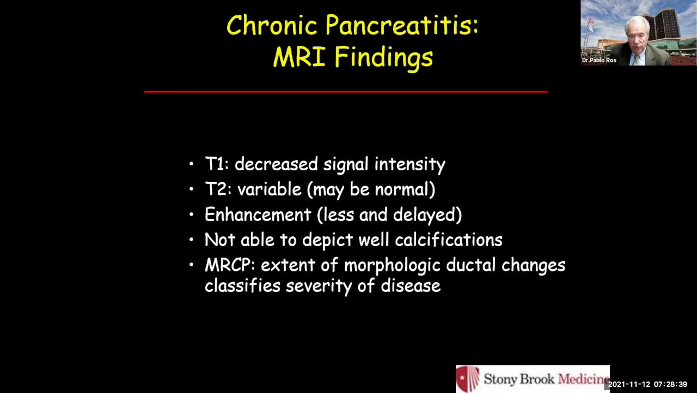But the advantage of using MR for chronic pancreatitis is that it allows you to see very nicely the pancreatic duct and the common bile duct, and see with better splendor the extent of morphologic ductal changes, and basically classifies better the severity of chronic pancreatitis.